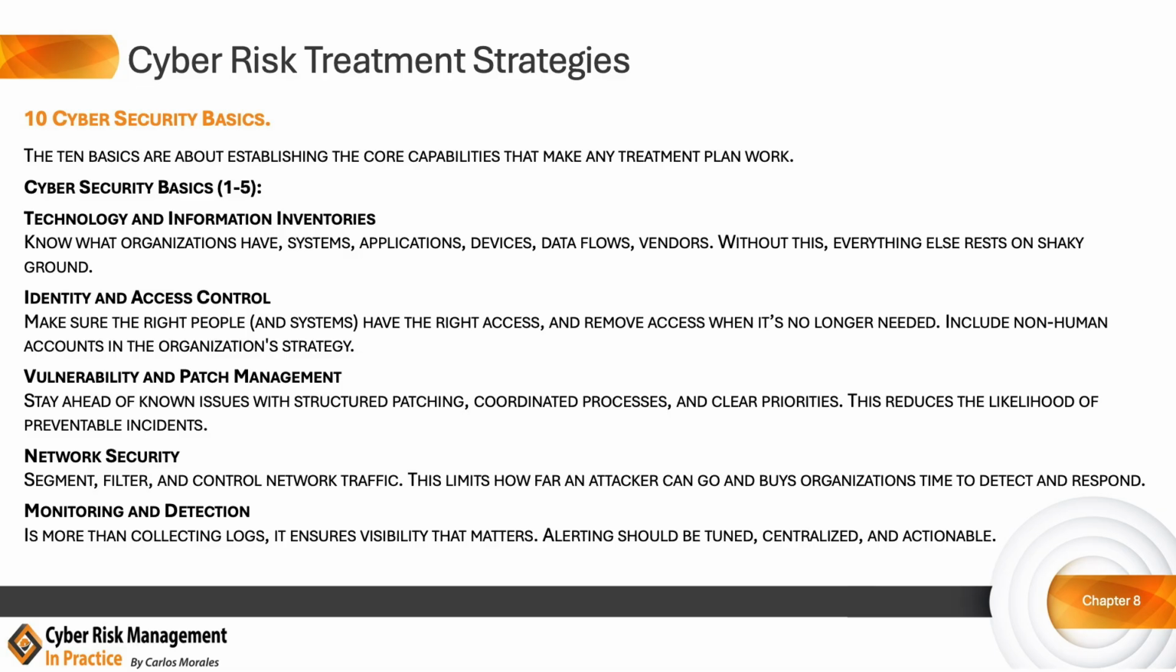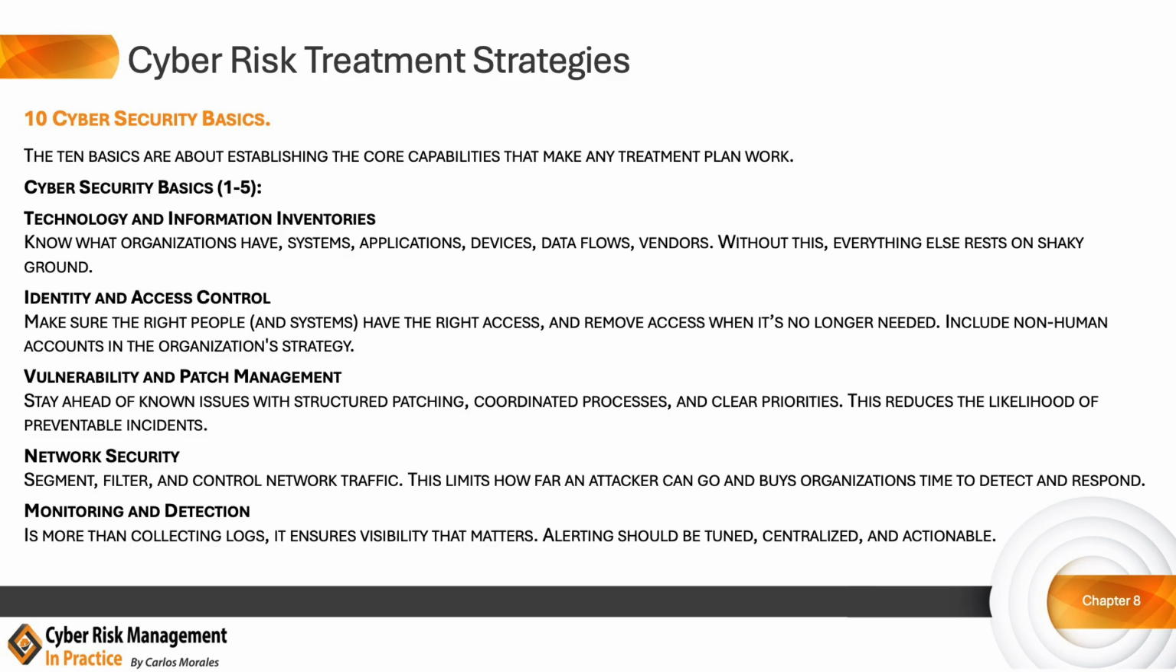4. Network security. Networks still matter, especially in complex environments or hybrid models. This basic is about how systems communicate and how you control that flow. Segmentation, firewall rules, inbound and outbound filtering, DNS controls, all of these help limit movement if something goes wrong. Network security isn't just about blocking threats at the perimeter. It's about building layers that slow attackers down, reduce blast radius, and give your team time to detect and respond.